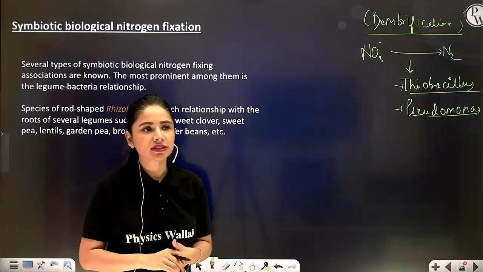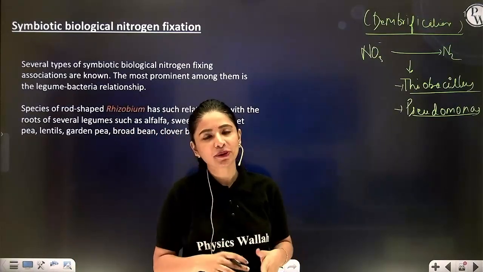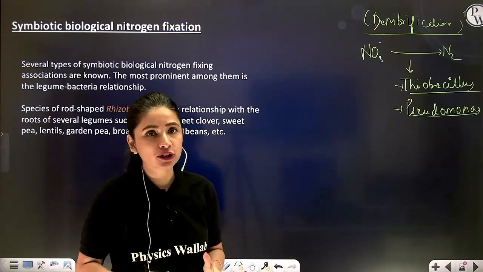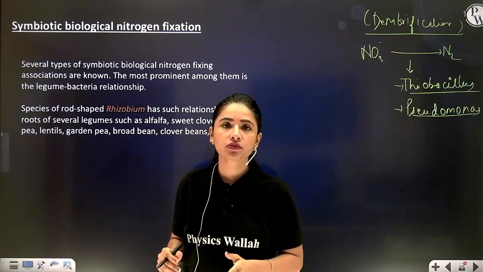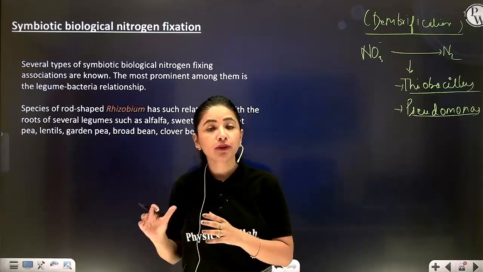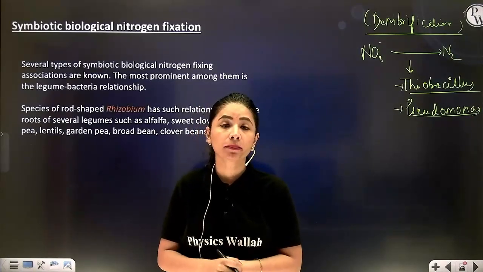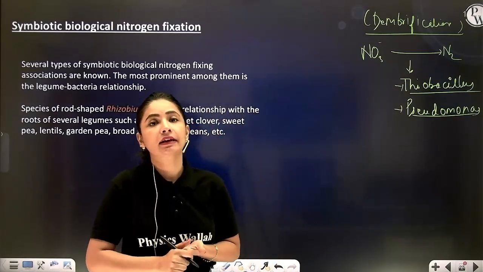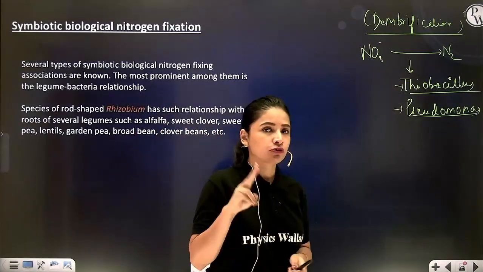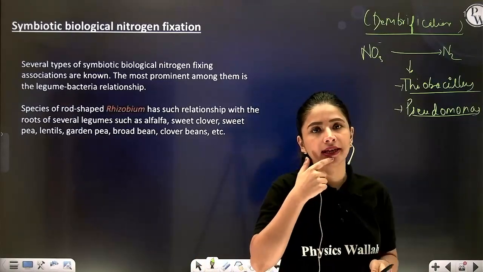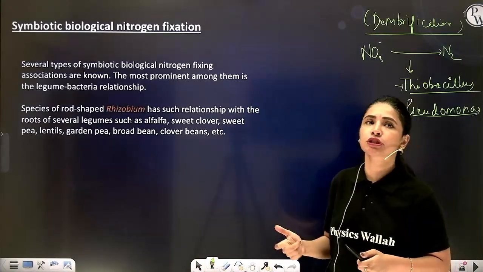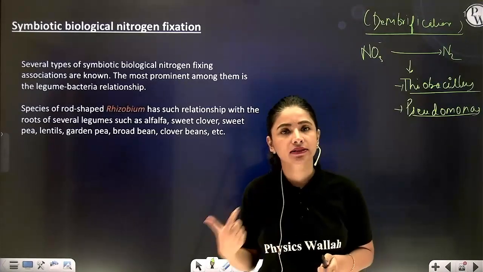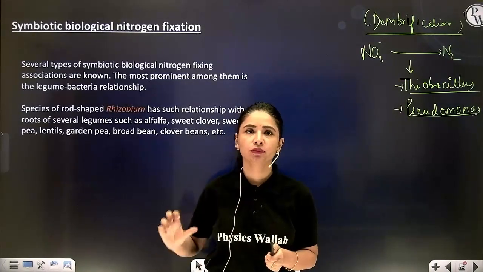Now we are going to start with the last topic of the chapter, which is symbiotic nitrogen fixation. I've already told you about the nitrogen fixation performed by free living bacteria, but what about those which form symbiotic association like Rhizobium and Frankia? You know there are two types of bacteria: Rhizobium, which gets associated with the roots of leguminous plants, and Frankia, which gets associated with the roots of non-leguminous plants.